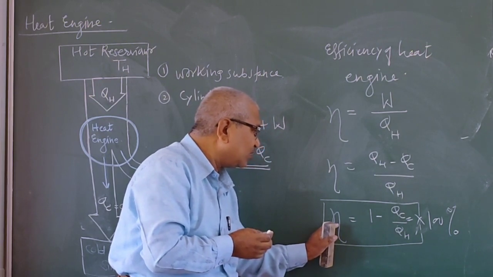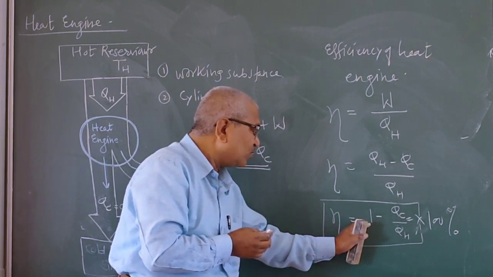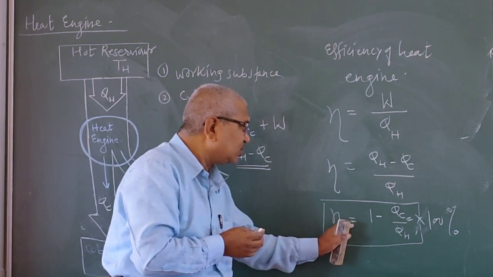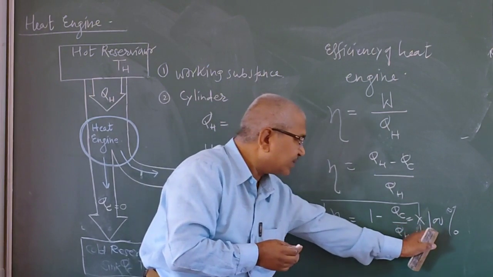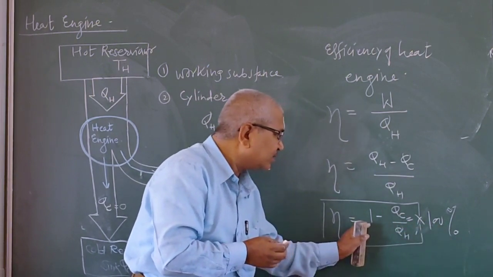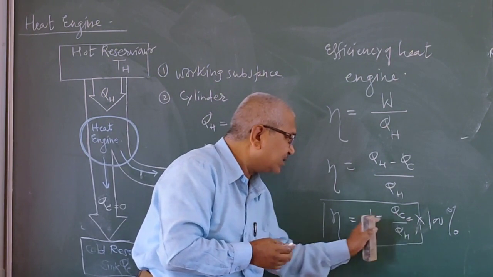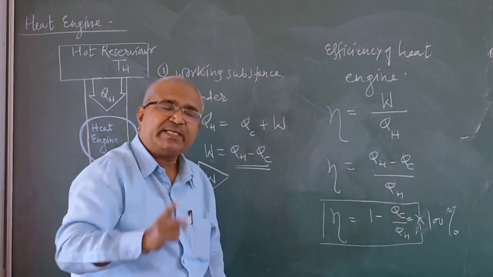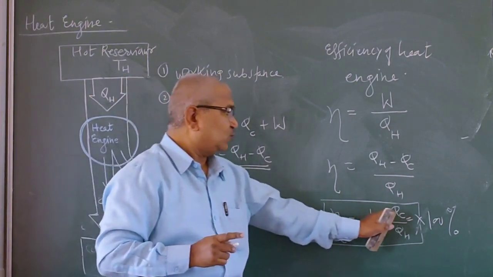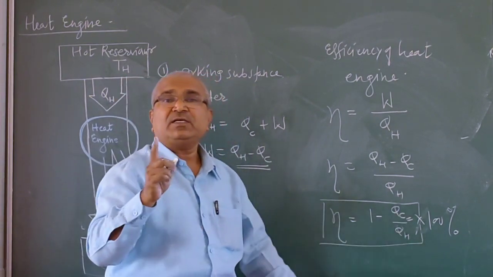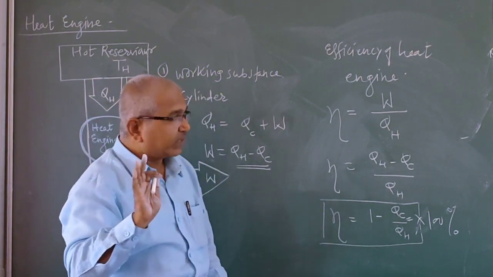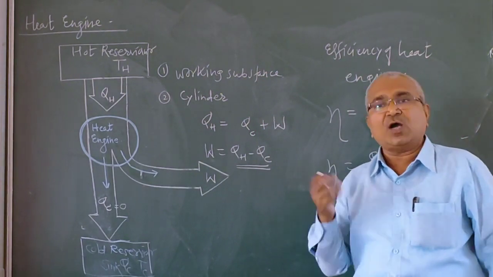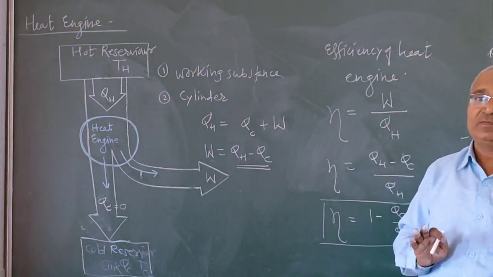Efficiency of that particular heat engine is 1, or we can say efficiency of that particular heat engine is 100% by multiplying 1 by 100%. So efficiency is 100% if and only if QC will be equal to 0. But up till now, it is not possible, and you have to make it possible in future.